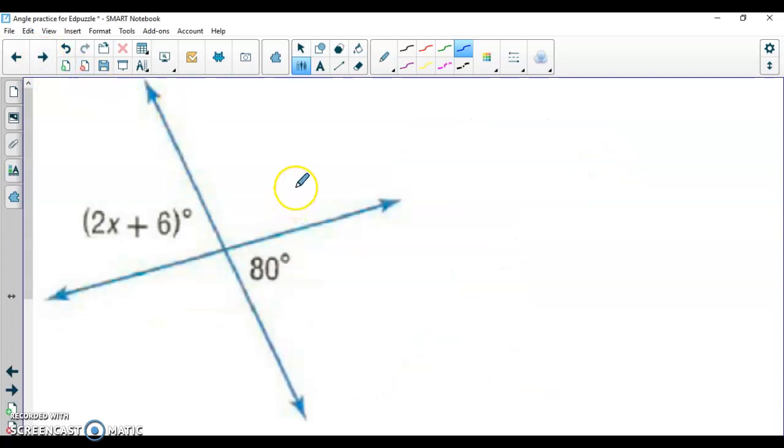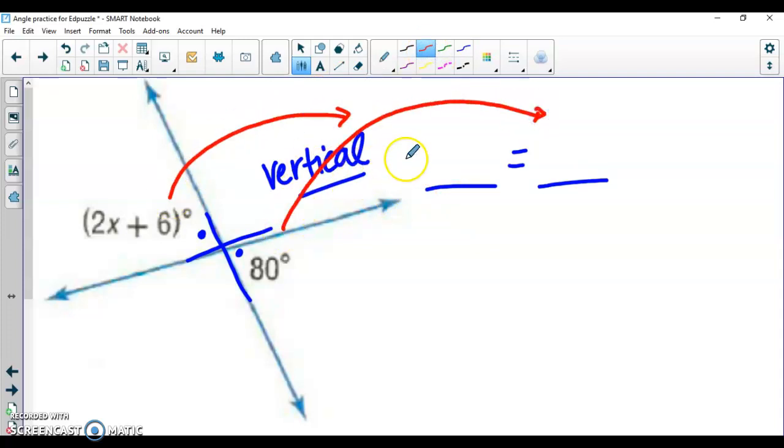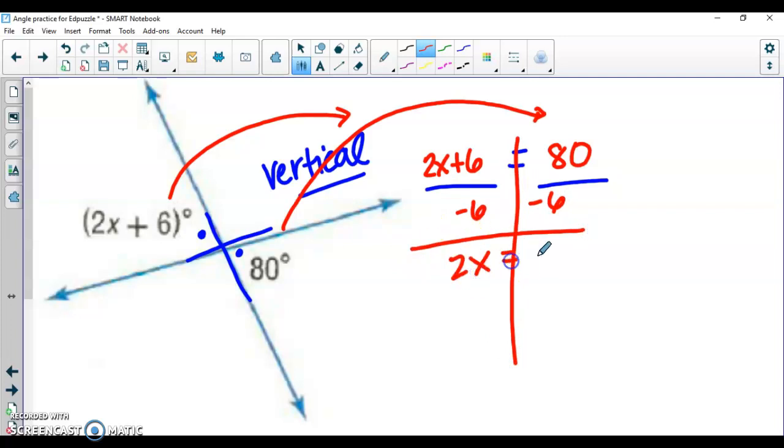For this particular one, looking at these angles, I'm noticing a letter X here, which tells me that when I look and they are opposites, that is a vertical relationship. What I can do when I have vertical angles, if you remember, is to set up the equation blank equals blank, and then I'm going to go ahead and take my two different angles and actually input them into the two sides of the equation because the angle marked 2x plus 6 is going to have the same number of degrees as the angle marked 80. So if we go ahead and solve this one, we subtract 6 from both sides. So we get 2x equals 74. We divide through by 2, and x is going to be equal to 37 degrees.